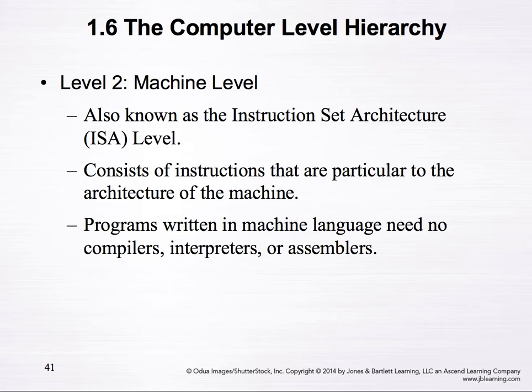Basically, level 2 consists of instructions that are particular to the architecture of the machine, and programs written in machine language need no compiler, interpreter, or assembler. And basically, at this level, higher level programming languages need to be assembled and also transformed into the machine level, where the lower level can understand the instructions.